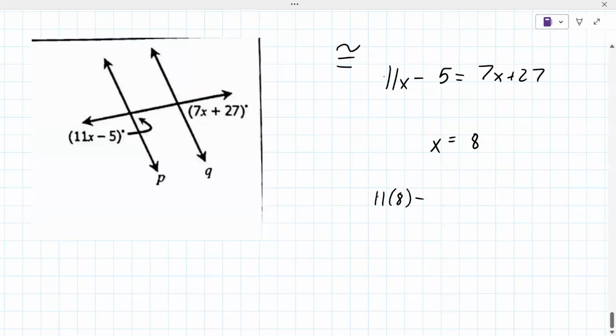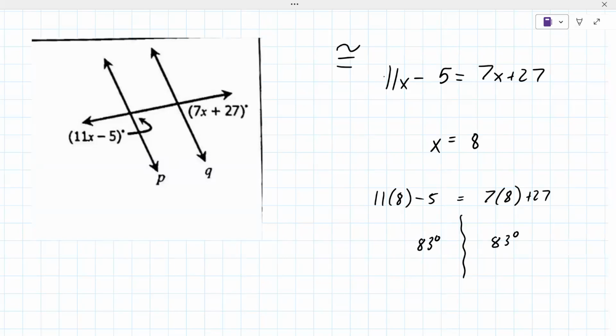Is 11 times 8 minus 5 equal to 7 times 8 plus 27? Are these the same? No. Wait, I think they are. Oh my gosh, I put 5 instead of 8 for the X. If I plugged in 8, then it would have equaled 83. Yeah, it's the same. So they're the same, that's what you expect.